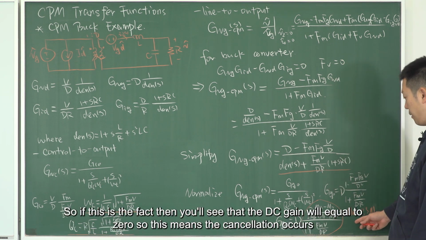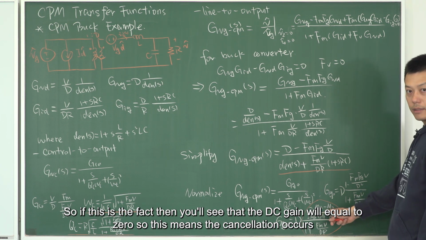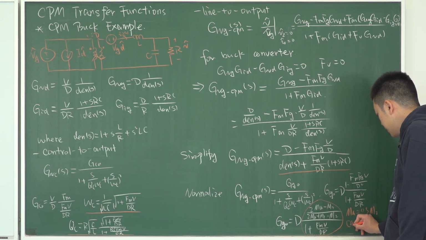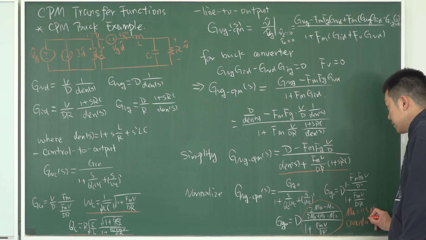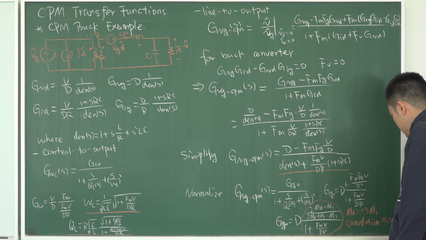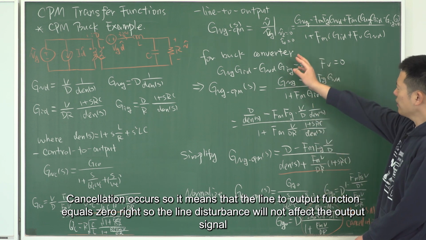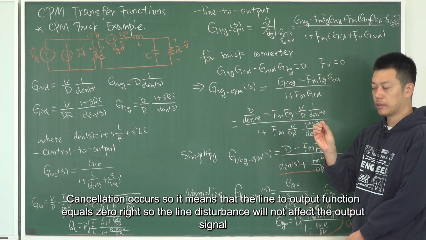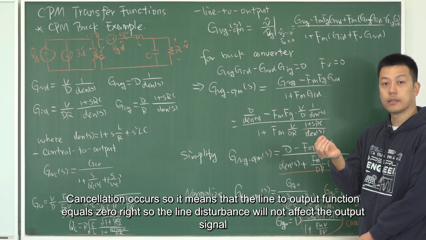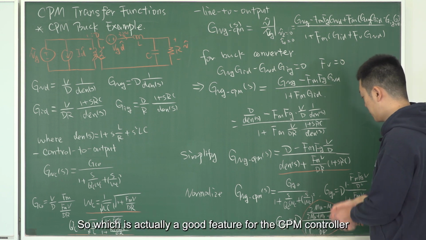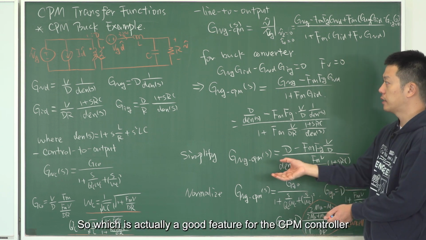So if this is the fact, then you'll see that the DC gain will equal to 0. So this means the cancellation occurs. It means that the line to output transfer function equals 0, right? So the line disturbance will not affect the output signal, which is actually a good feature for the CPM controller.